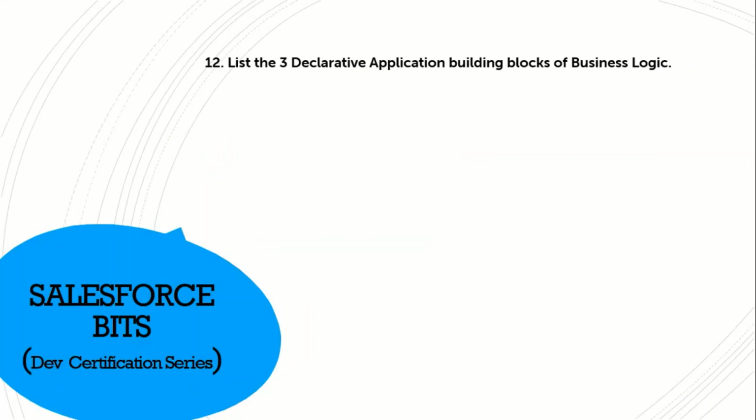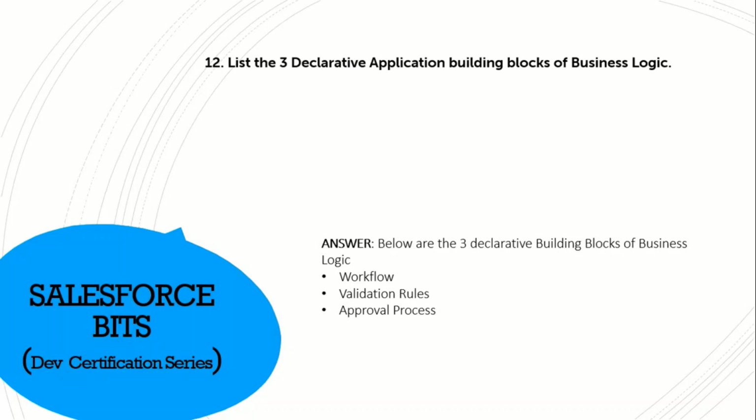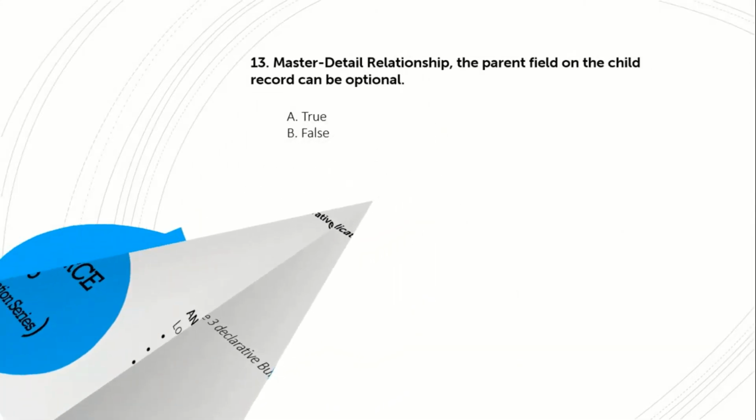List the three declarative application building blocks of the business logic. These are the three declarative building blocks: workflow, validation rules, and approval process. Without coding, using a few clicks, you can build an application.